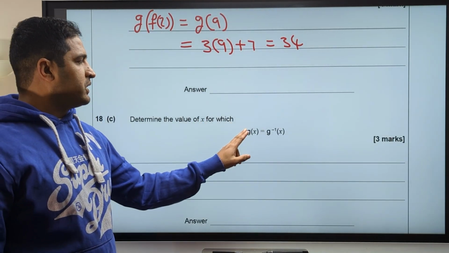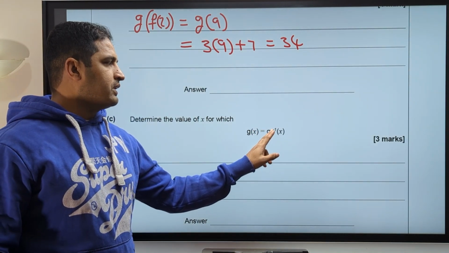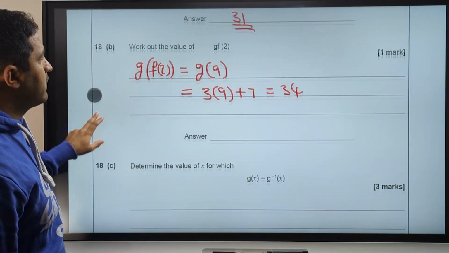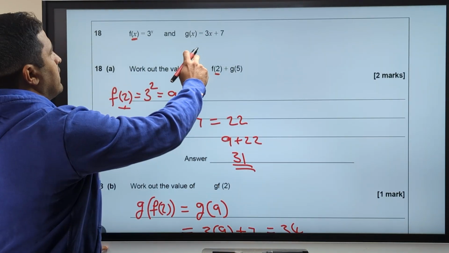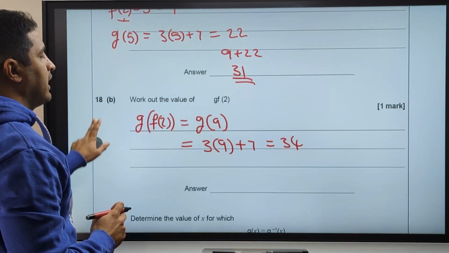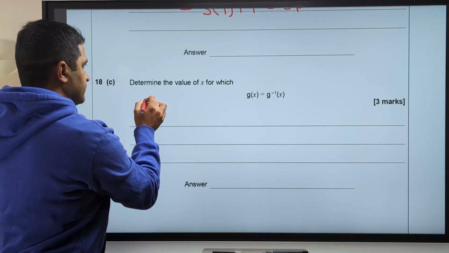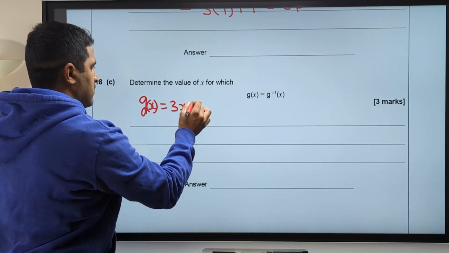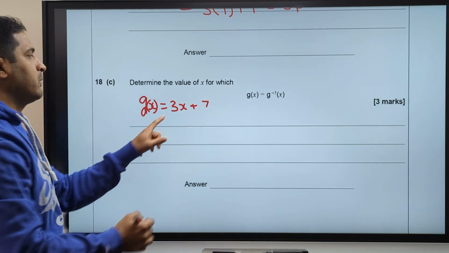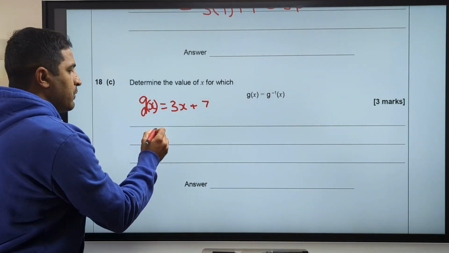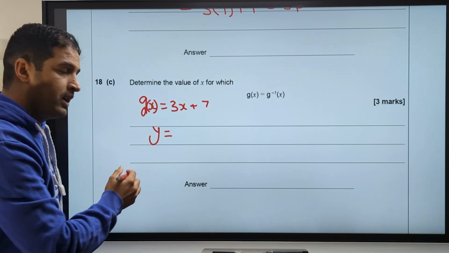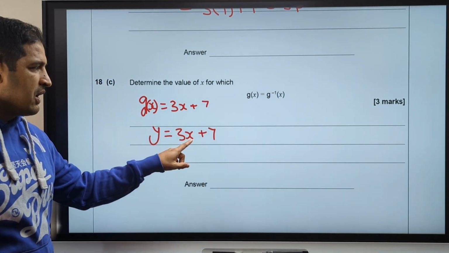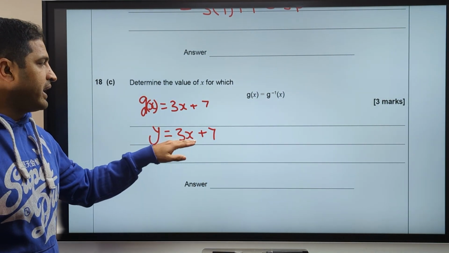Determine the value of x which gives g of x equal to inverse g of x. So we need to work out what the inverse function of g of x is. So we're saying g of x is 3x plus 7, and we need to work out what the inverse function of that is going to be. So we generally write it down as y equal to 3x plus 7. And to find the inverse function, we make x the subject.